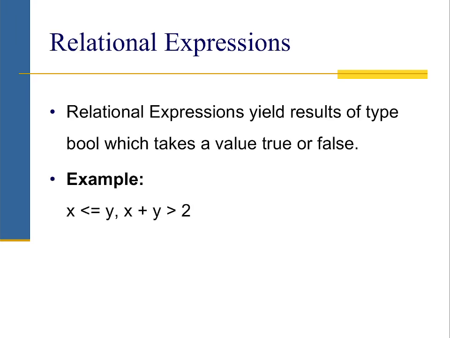And we have relational expressions, and they yield a result of type bool, which takes a value true or false. Example, x greater than or equal to y, or x plus y greater than 2. Let's say we have a value of x to be 2 and a value of y to be 3. X is greater than or equal to y, we yield a false answer, because x is less than y, and it's not equal to y.